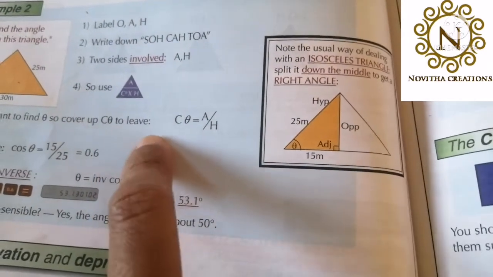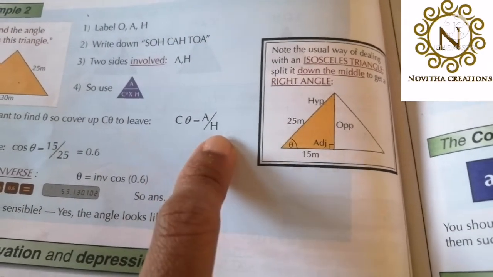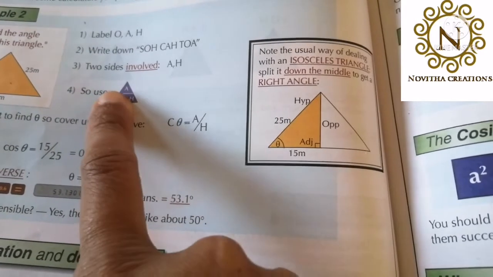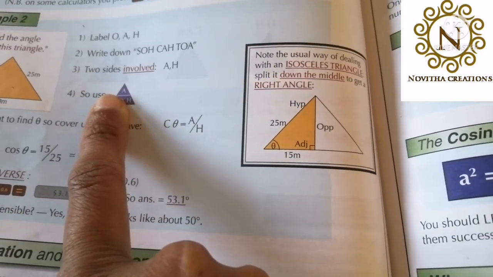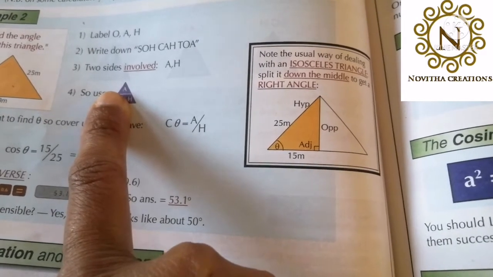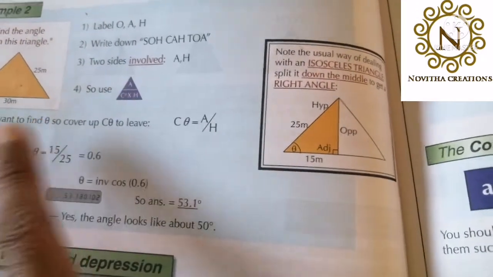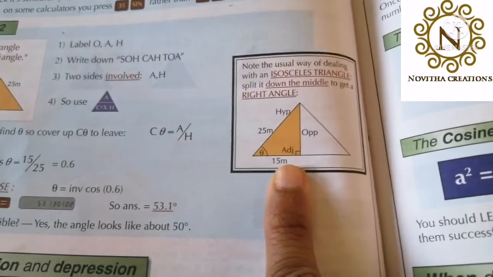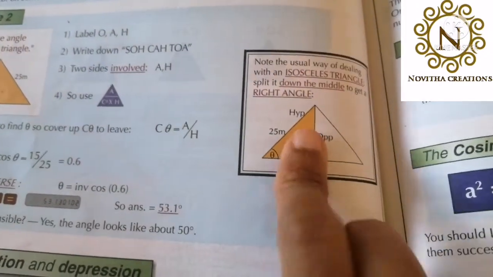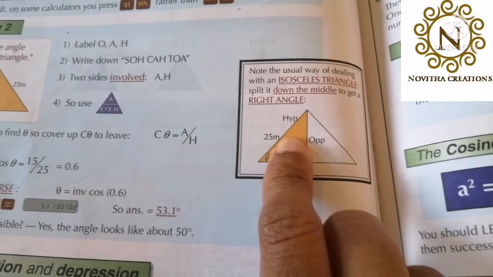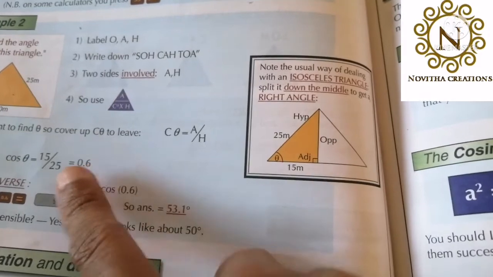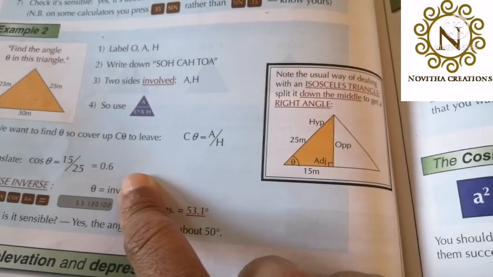We want to find theta, so cover up C theta to leave the formula. So C theta equals A by H. What is A? Adjacent, you can see here, is 15 centimeter and H, hypotenuse, is 25 meter. So 15 over 25 equals 0.6.